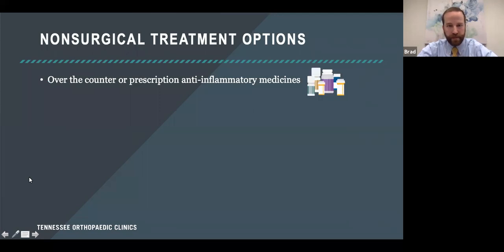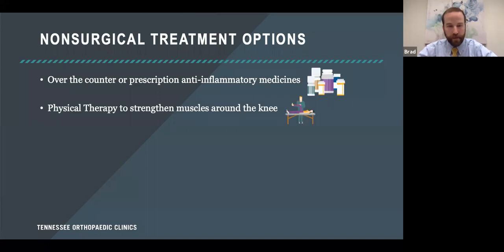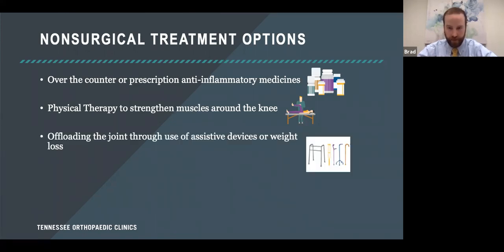So what are some of the treatment options for arthritis? Certainly starting with our non-surgical treatment options, over-the-counter or prescription anti-inflammatory medicines are a very easy thing that many patients use and have good success with. Physical therapy can help strengthen the muscles around the knee to help compensate for some of the arthritis. You can offload the joint through use of assistive devices such as a cane or a walker, or weight loss also can help take off pressure through the joint. Local modalities such as heat, ice, or cream sometimes can be effective as well.